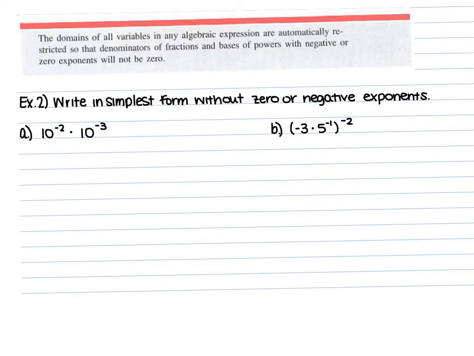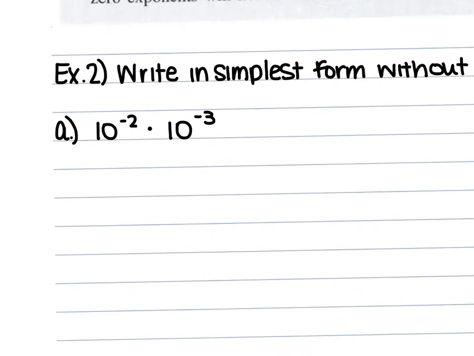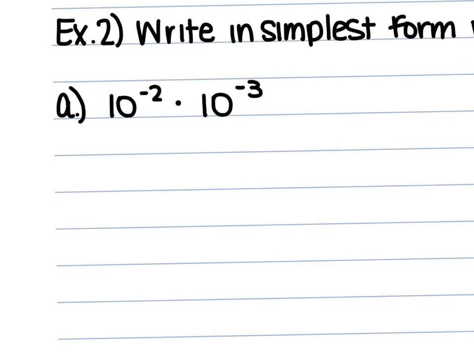So we're not going to write anything with a 0 exponent or a negative exponent. We're going to change them so they don't have those anymore. So let's look at the first one. We've got 10 to the negative second power times 10 to the negative third power.